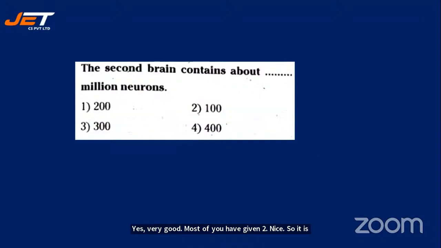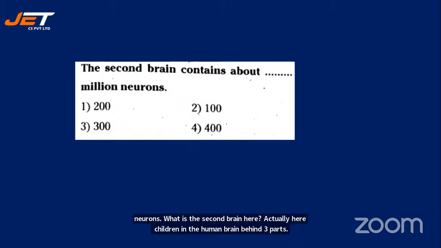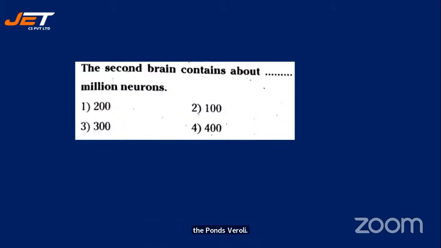Excellent. Then the second brain contains about millions of neurons. What is the second brain here? In the human brain, children, we have 3 parts: forebrain, midbrain and hindbrain. The forebrain includes the cerebrum. The midbrain mostly controls all the involuntary actions, and the hindbrain includes the cerebellum, medulla oblongata, and pons varolii. So here the second brain is nothing but the cerebellum part of the human brain. It is very important to the human body.